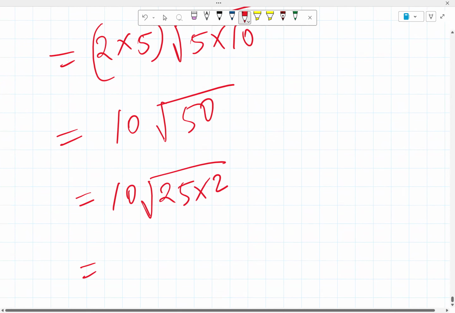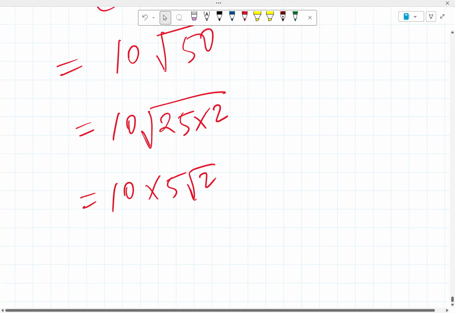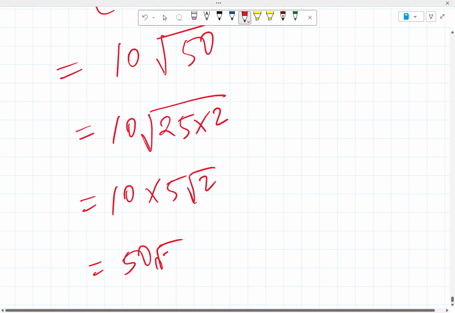Okay, so then we have 10. Square root of 25 is 5. We have root 2 there. So that is 50 root 2. And we are good to go.